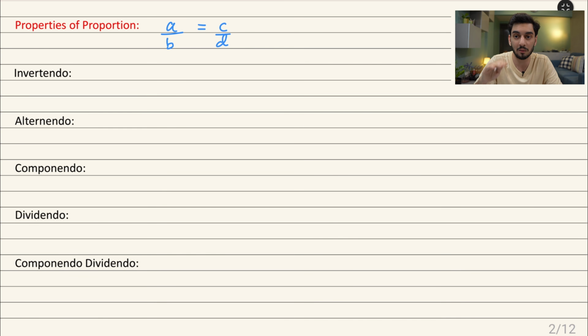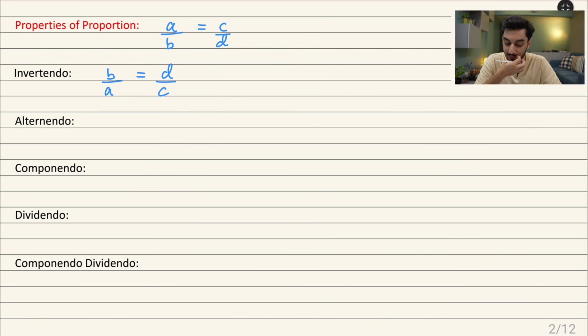The first thing is invertendo. The name suggests it, just take it and flip it around. So if A upon B is equal to C upon D, then obviously B upon A will be equal to D upon C. Okay, very easy. Just pick up any random numbers for A, B, C and D, which should all obviously be equal to each other, the two ratios, and then you just flip it and check, it would obviously be the same exact thing.